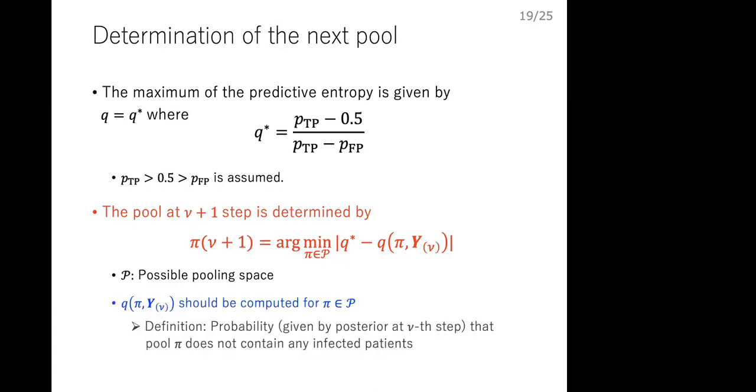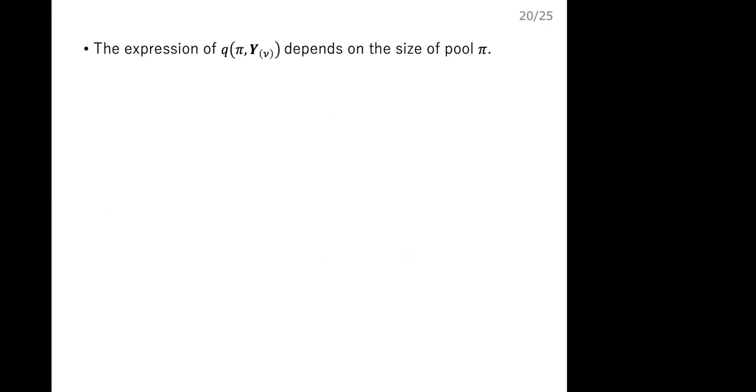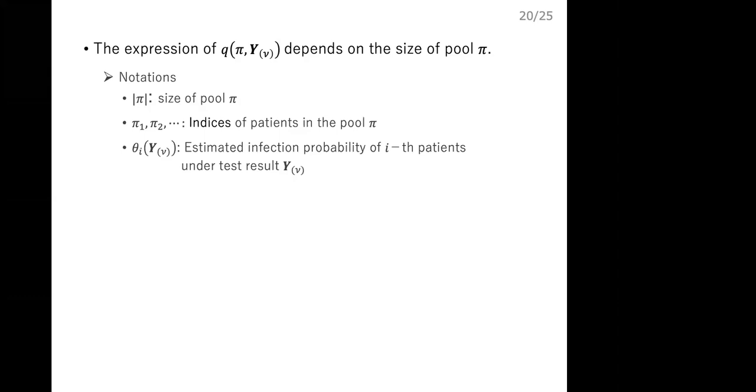However, Q for an arbitrary pool is not known. The remaining task is therefore the computation of Q. We mentioned again that Q is the probability that pool P does not contain any infected patients. This expression of Q depends on the size of pool P. Here we summarize our notation. We denote the size of pool P using the notation of absolute value, and the indices of the patients in pool P are denoted by P1, P2, and so on. The estimated value of the infection probability of the i-th patient at the test result of the nu-th step is denoted by theta of y nu with brackets. When the group size is equal to 1, Q is given by 1 minus theta_P, that is, 1 minus the infection probability.